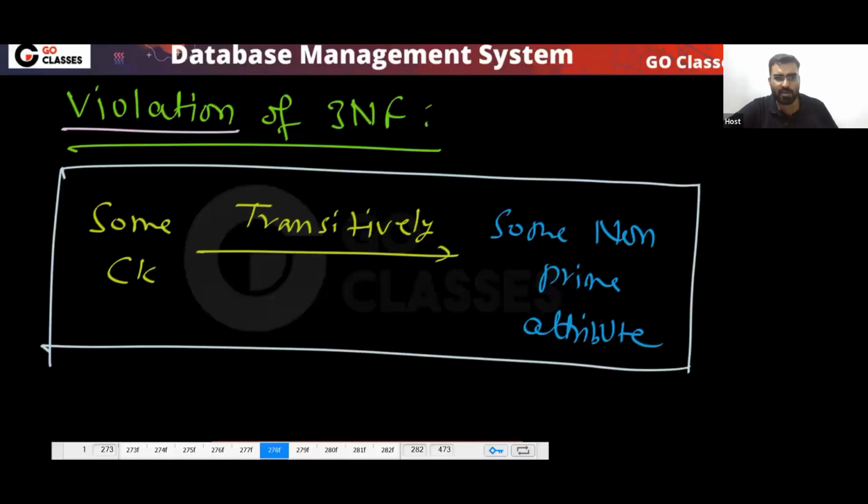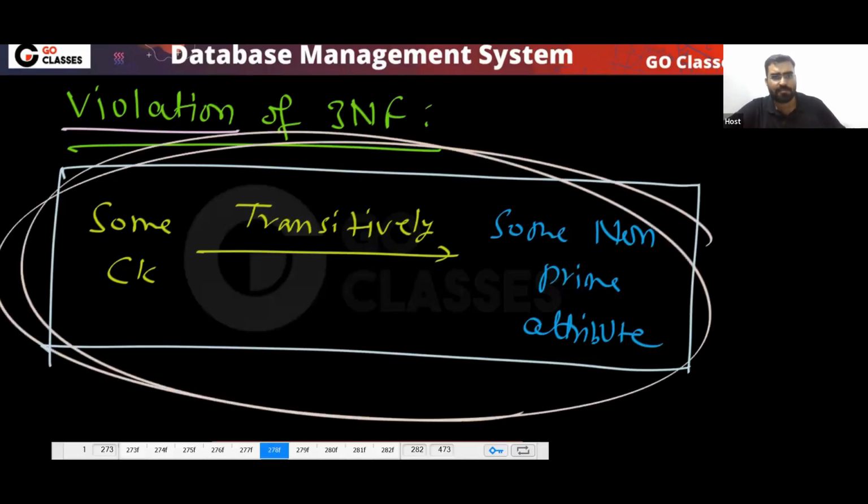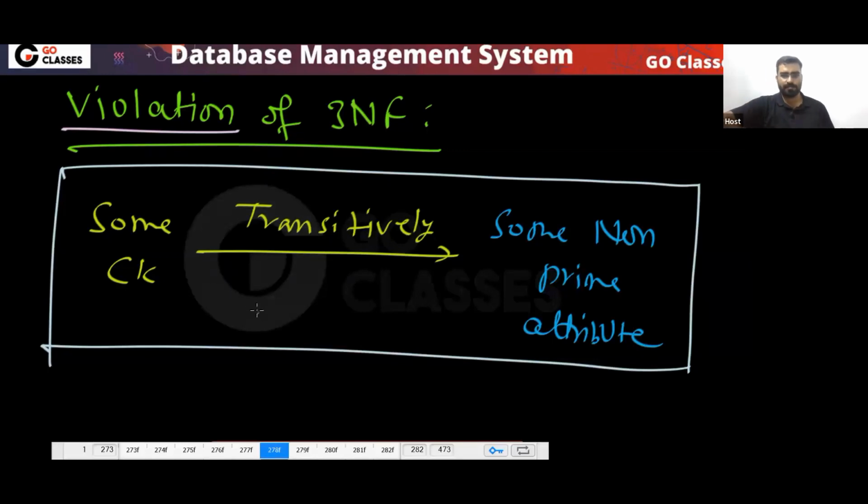For 2NF, we have seen two equivalent definitions. Similarly, for 3NF, we will see equivalent definitions. One of them is very easy. But for all these definitions, in the GATE exam there are already 5 or 6 questions where this statement is given as a true-false statement. So this is the violation of 3NF: some candidate key transitively determining some non-prime attribute.